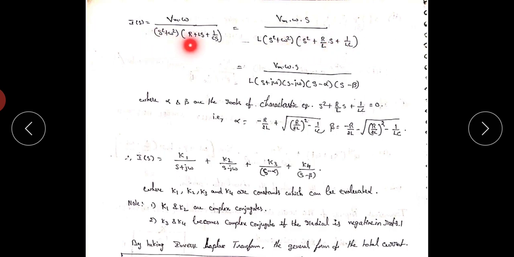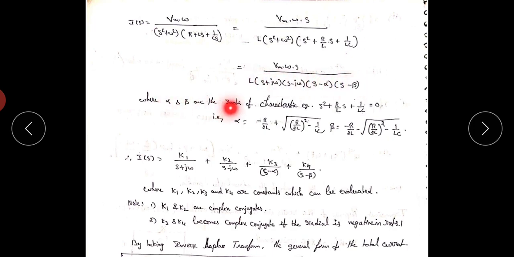Okay, we can write this equation like this. Next it equals Vm omega s divided by L into (s plus j omega) into (s minus j omega), into (s minus alpha) into (s minus beta). Assume here the roots of this quadratic equation are alpha, beta. So we can write this as (s minus alpha) into (s minus beta), and the roots of the other factor are plus and minus j omega. So it can be written as (s plus j omega) into (s minus j omega). Okay, this is the next equation.